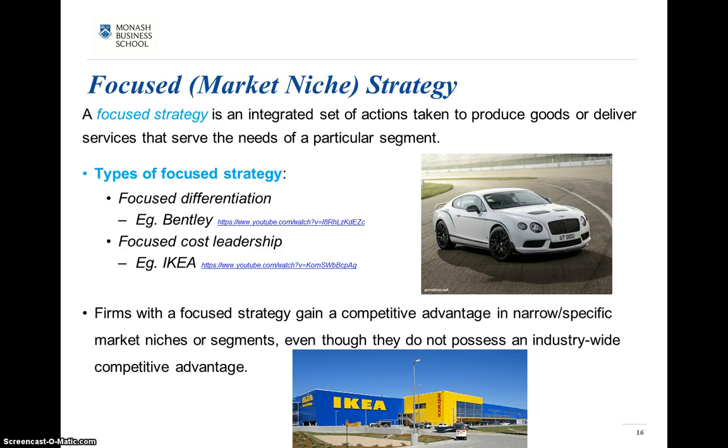They don't have a broad range of vehicles, they only have a few cars that they sell and offer to the public, and they are very, very highly priced. So they don't compete with more general or broad differentiation strategy companies like BMW, for example. I've got a little video here to demonstrate this.